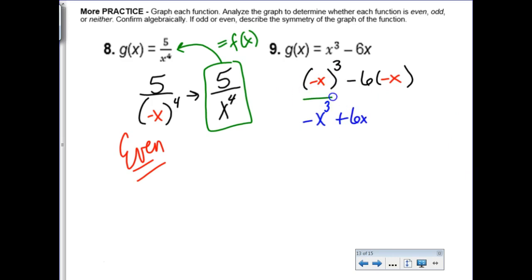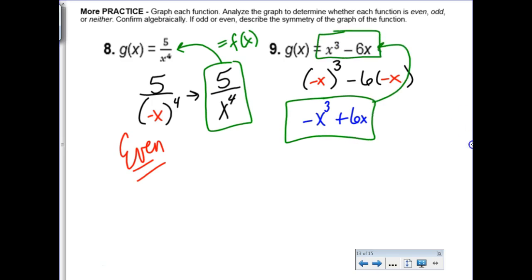I need you to compare this new function to this original function. They're clearly not the same. Are they exact opposites? Yes, they are. So since this equals negative f of x, we are odd. There you go. Very good, very good.